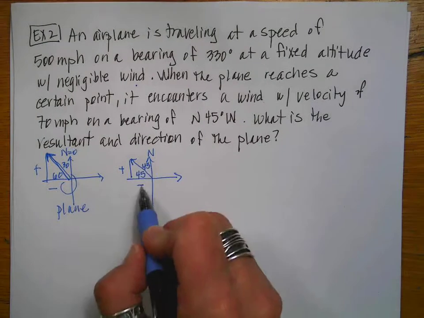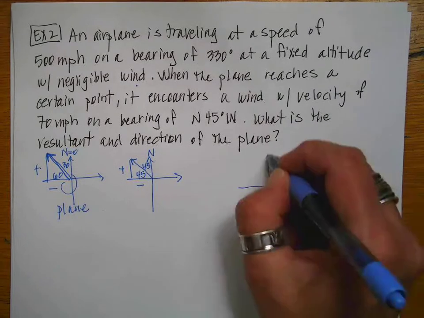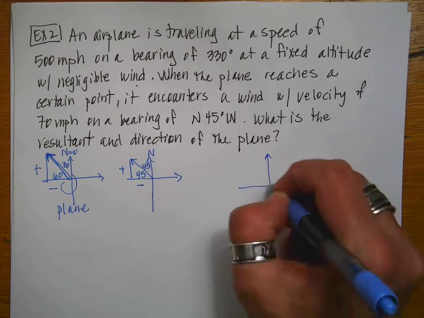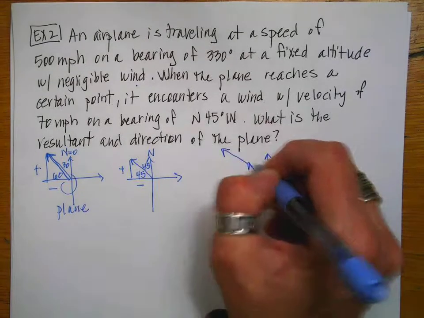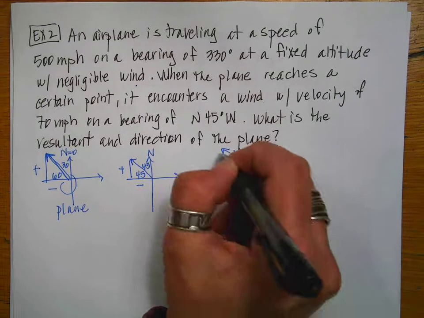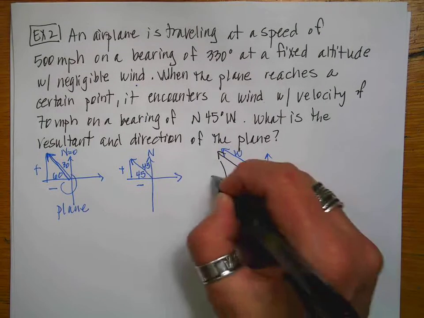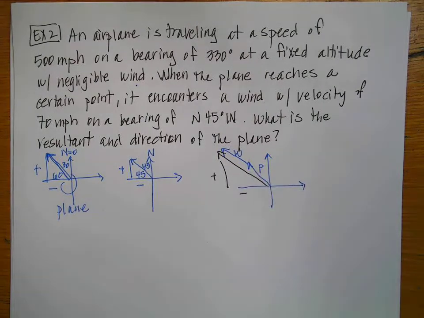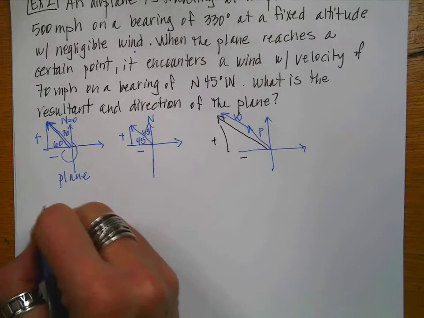Alrighty? So now what I'm going to do is just sketch these two vectors together. So if I had the first vector, here's my airplane, and then here's my wind. So this is the plane, this is the wind. The resultant is going to be over here in the second quadrant, which means that x is going to be negative and y is going to be positive. That helps me to kind of manage my math.